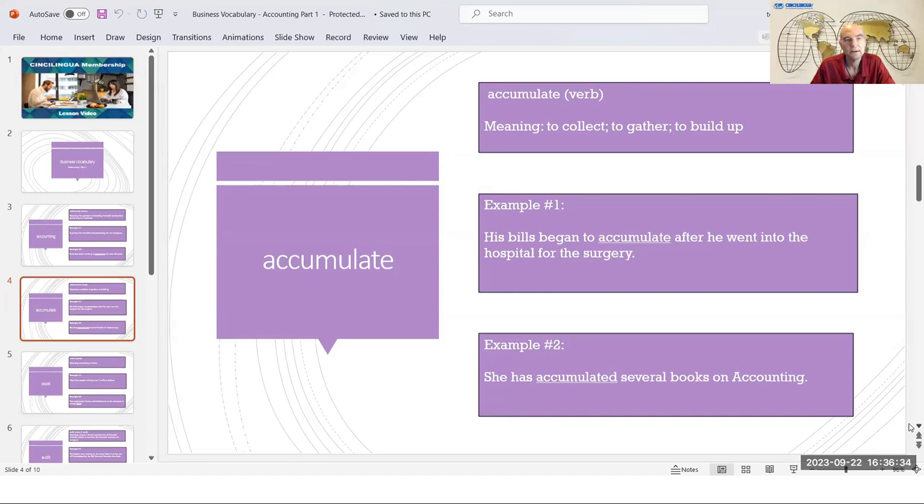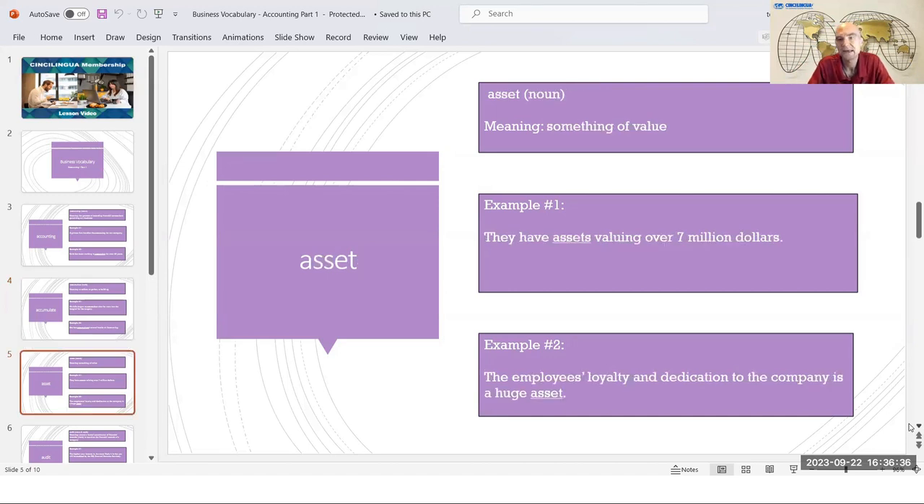Okay. Our next word is asset. Asset is a noun, and the meaning of this word is really anything of value. Something of value. It could be cash, money. It could be stocks and bonds. If you have stocks, for example, in a company, it could be property. If you have property, that would be an asset.